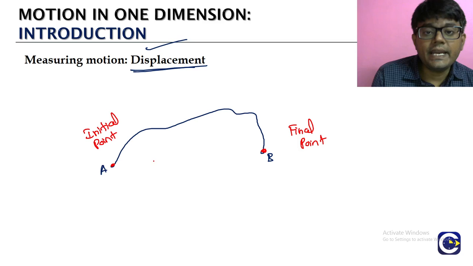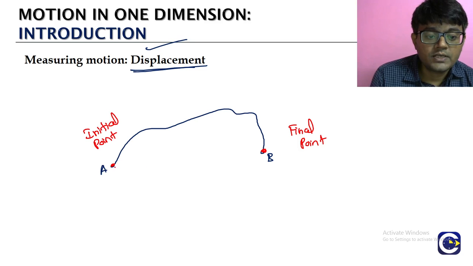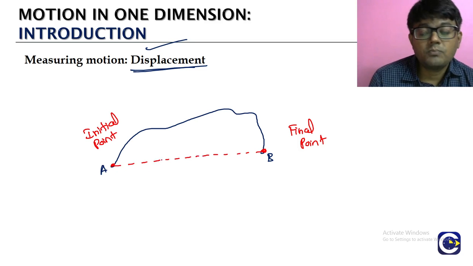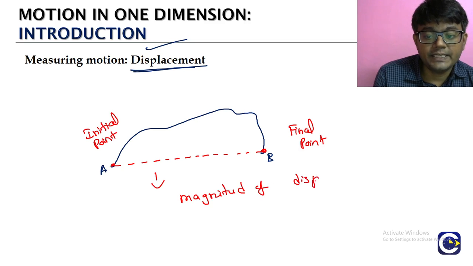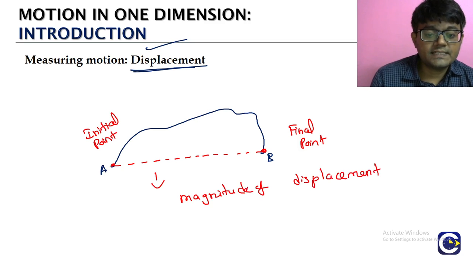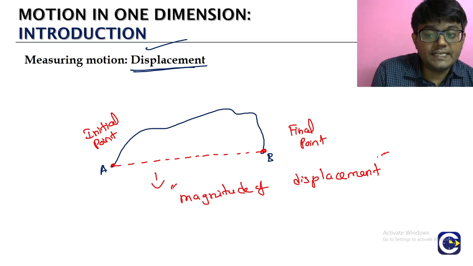Now if you look at the shortest distance from the initial point to the final point, what does it mean? We are talking about the straight line distance from point A to point B. This value is going to represent the magnitude of the displacement, because displacement is defined as a vector quantity. So the shortest straight line distance between the initial point and final point represents the magnitude of the displacement.